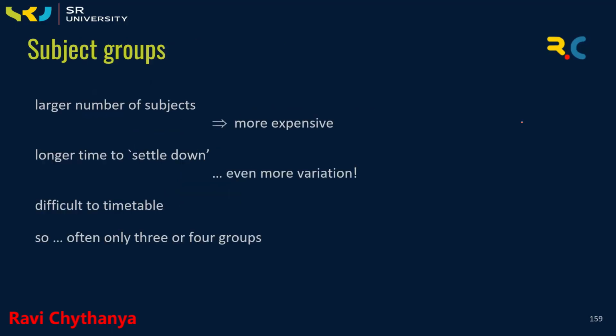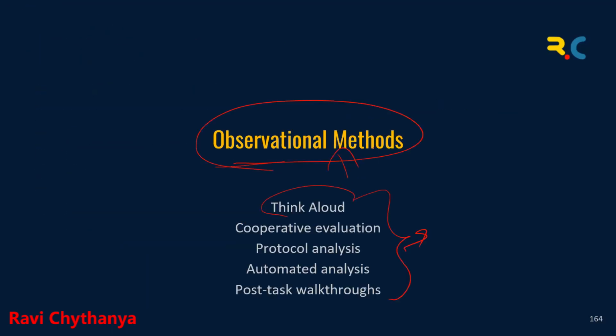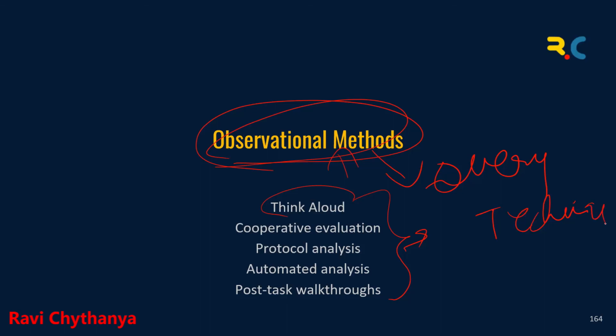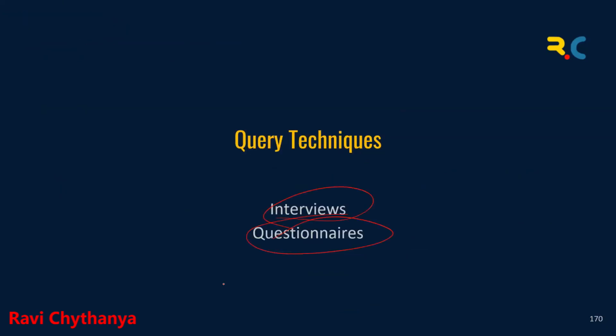The classification of evaluation is observational methods as well as query techniques. These two are called the classification of evaluation. In observational methods, you have think aloud, cooperative evaluation, protocol analysis, automated analysis, and post-task walkthroughs. And in query techniques, you have interviews and questionnaires. Clear, guys? So this is regarding the evaluation techniques.